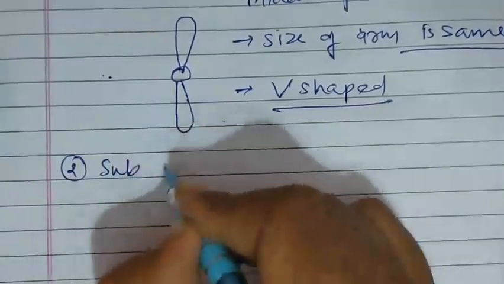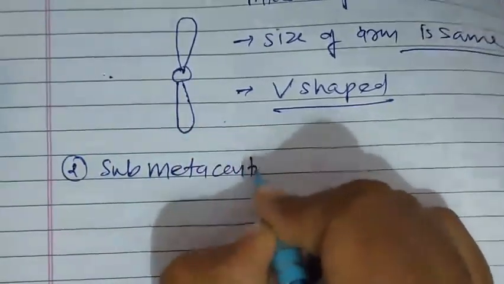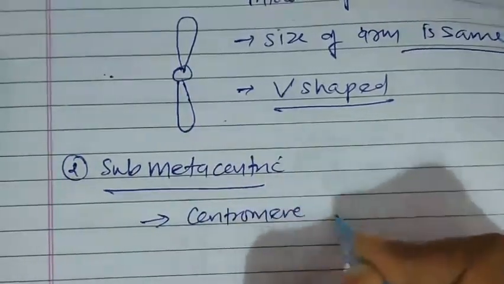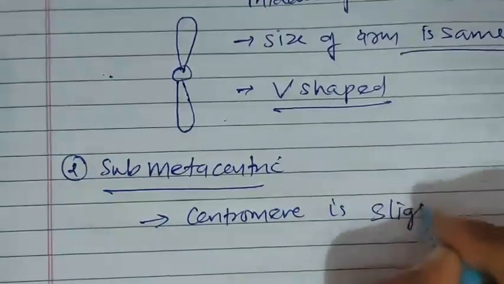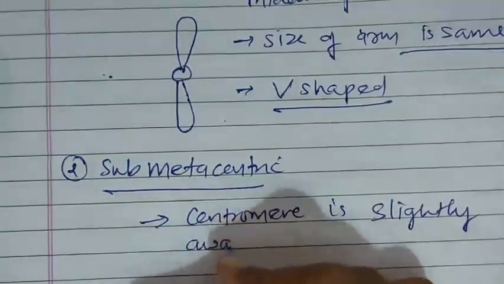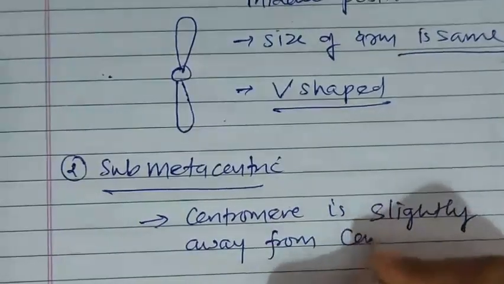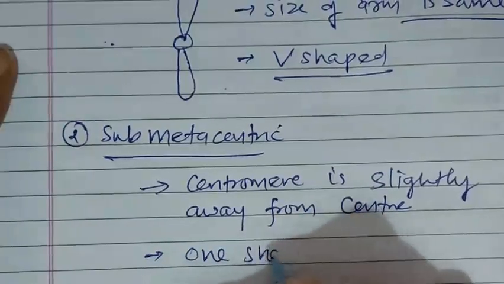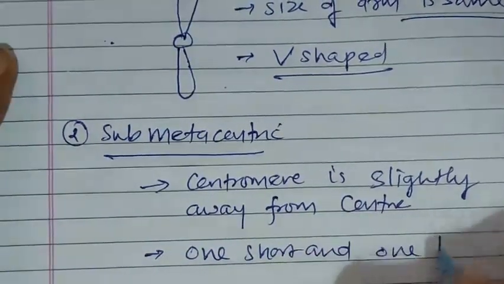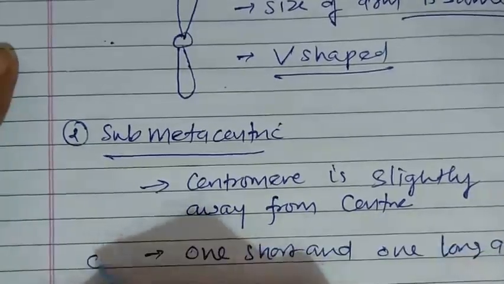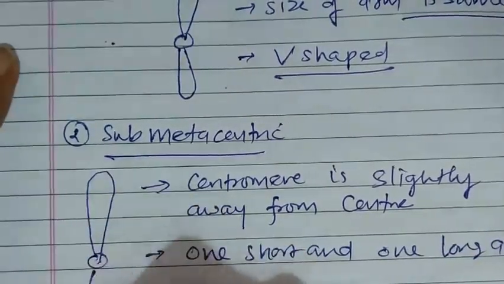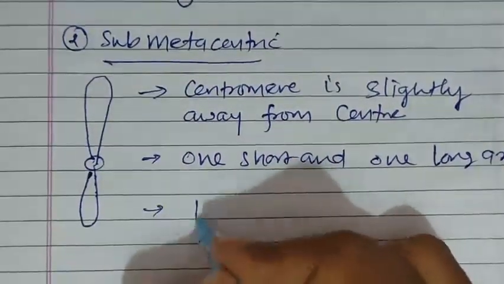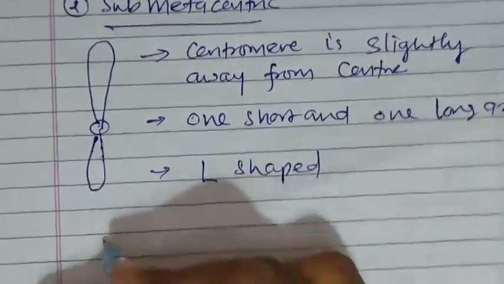Second is submetacentric, when centromere is slightly away or displaced from the center. So it lead to form one short and one long arm. You can see in this diagram, this is a long arm and this is a short arm. So like this, if we occur, then it is a submetacentric, and these are L-shaped during the anaphase.